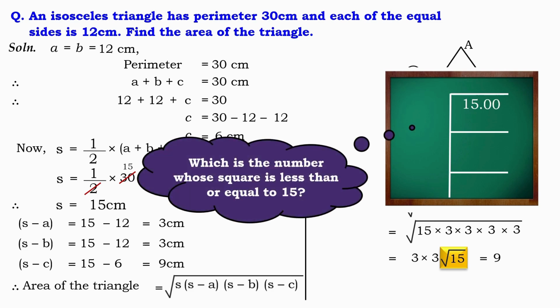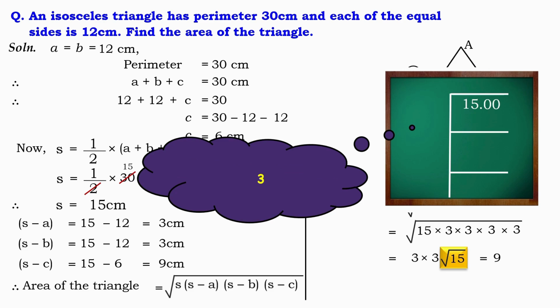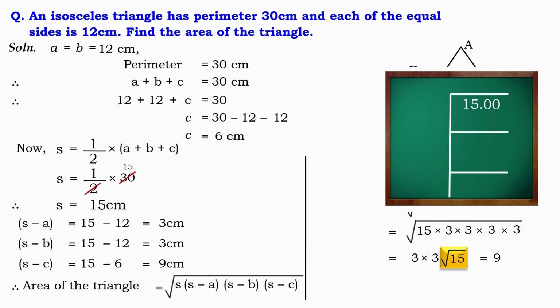Which number has a square less than or equal to 15? I hope you remember that long division process. First we need to take a number whose square is less than or equal to 15. That is 3 square, that is 9. So we will write 3 over here, and at the top also we will write 3. So 3 into 3 is 9. Now if we subtract, we get 6. Now we will take down this pair of zeros.